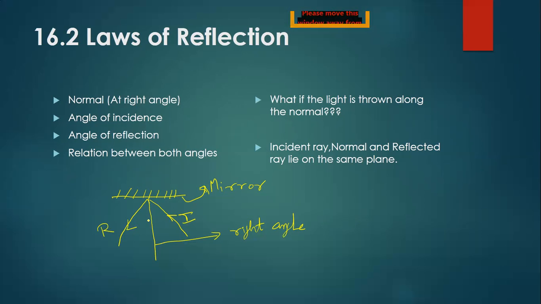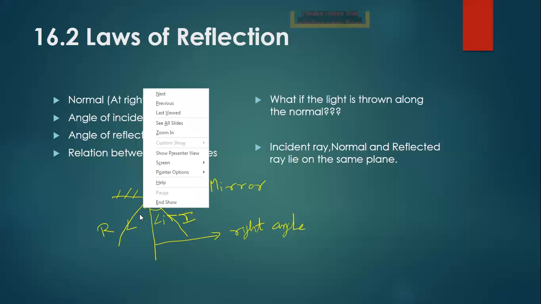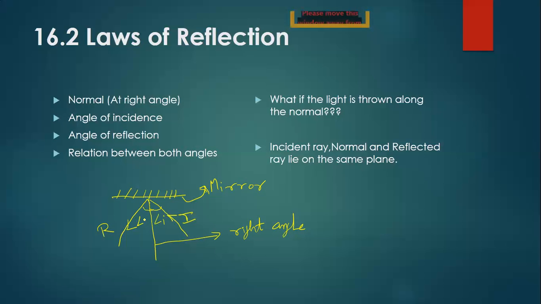So here, two angles are coming into the picture. This angle is called the angle of incidence, and the angle at which the ray is getting reflected is called the angle of reflection. Right? What we have done is drawn a normal to the reflecting surface, which is the mirror. And from that mirror, we have the angle of incidence and the angle of reflection.